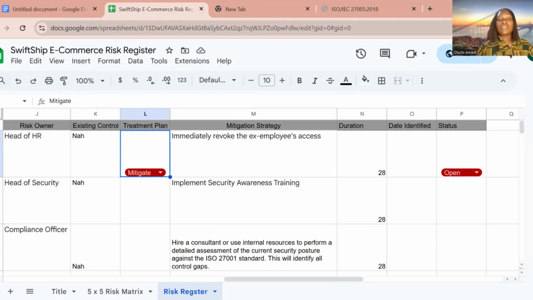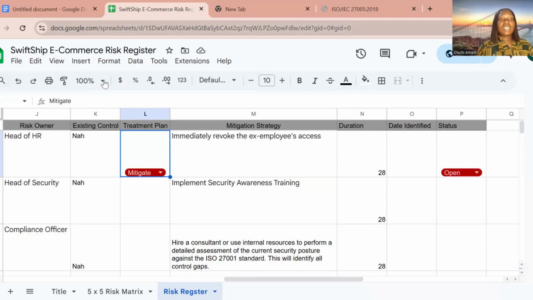The mitigation strategy is the specific plan of action designed to reduce the likelihood of a risk. It is the action that we are going to take to reduce the risk, since we have decided to mitigate it. Then the next one we have is duration. How long is this going to take?